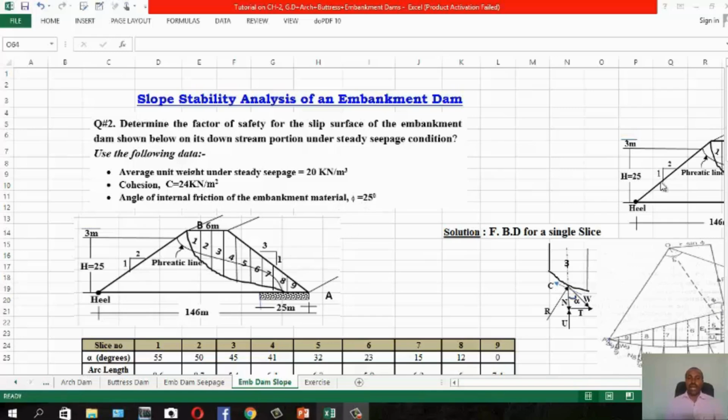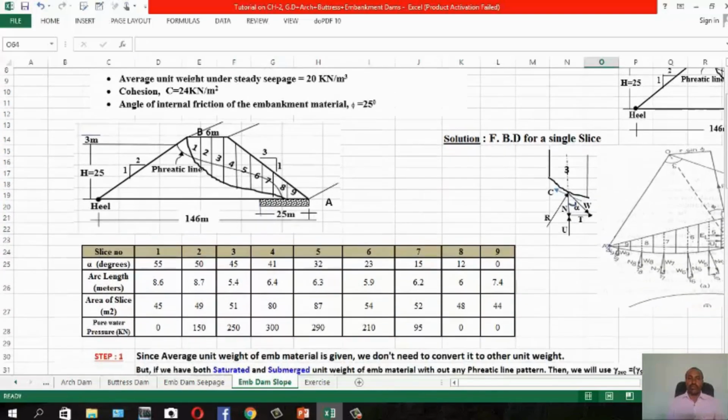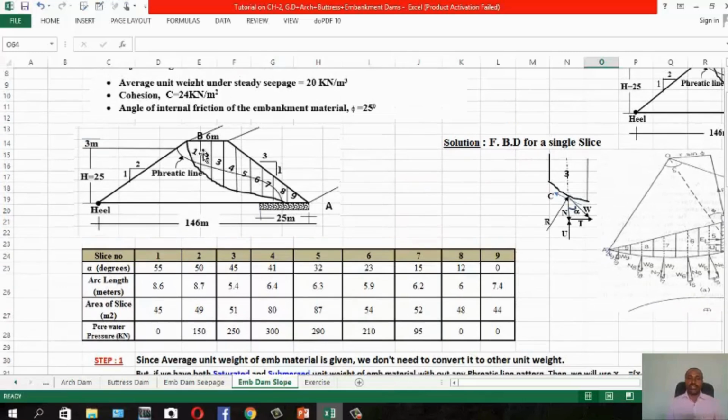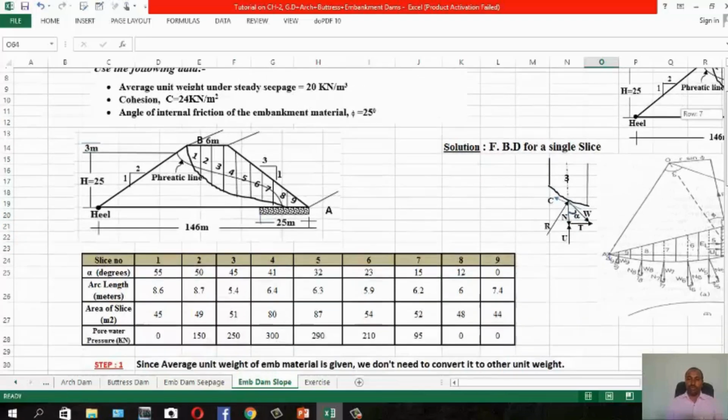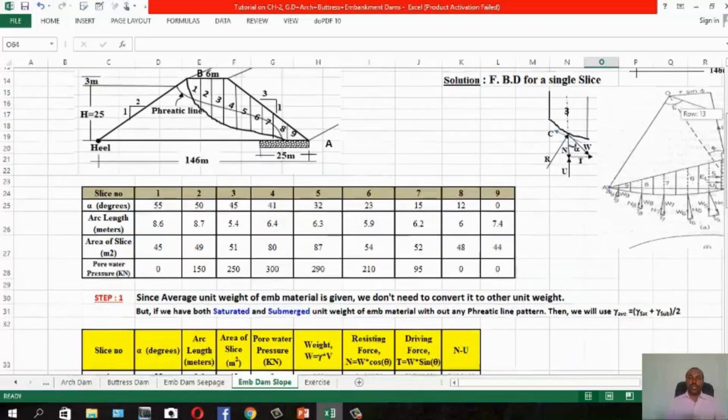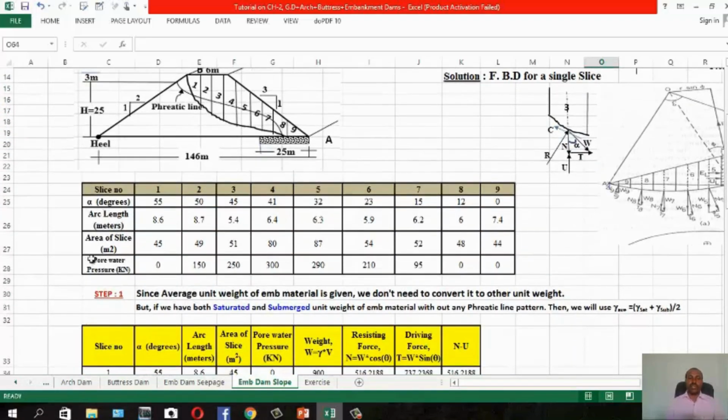So you have slices. You have 9 slices for this specific problem: 1, 2, 3, etc. Whether it is above or below the phreatic line, you just have the average unit weight. Average unit weight is given, total 20 kN/m³. Detailed data is given in this table.